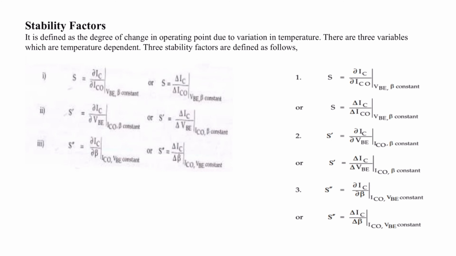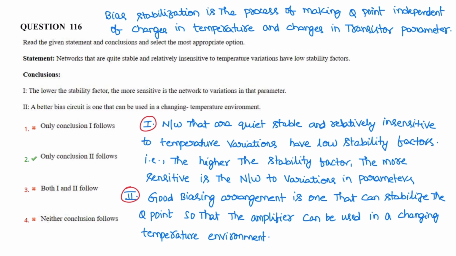Also some more points related to stability. There are three definitions for stability: S, S dash, and S double dash. S is the rate of change of collector current with respect to collector leakage current, keeping VBE and beta constant: delta IC by delta ICO. S dash stability factor is delta IC by delta VBE, keeping ICO and beta constant. Similarly, S double dash is the rate of change of collector current with respect to beta, keeping ICO and VBE constant. Three different formulas. Next question.